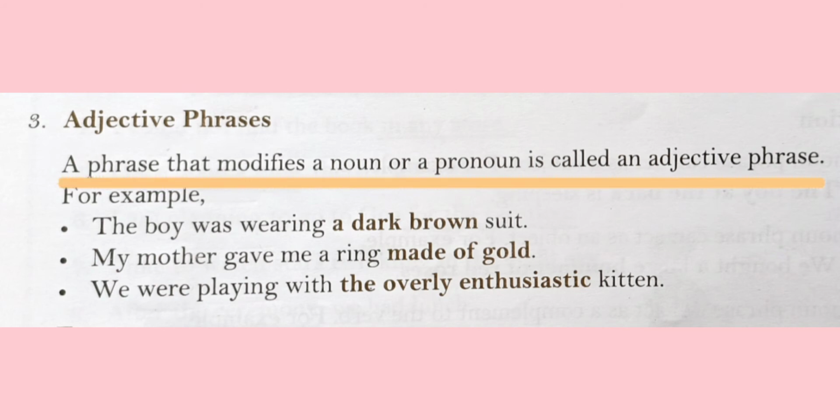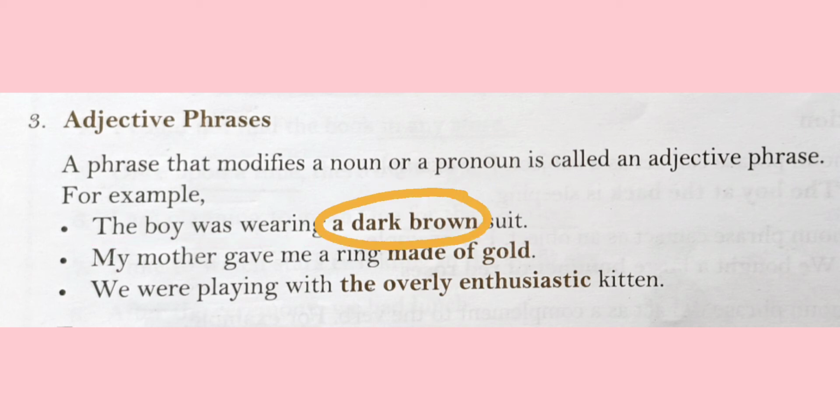Next is adjective phrases. A phrase that modifies a noun or a pronoun is called an adjective phrase. It acts like an adjective in the sentence. Let us take some examples. The boy was wearing a dark brown suit. Here, the phrase a dark brown is modifying the noun suit. Let us take another example. My mother gave me a ring made of gold. Here, the phrase made of gold is modifying the noun ring.